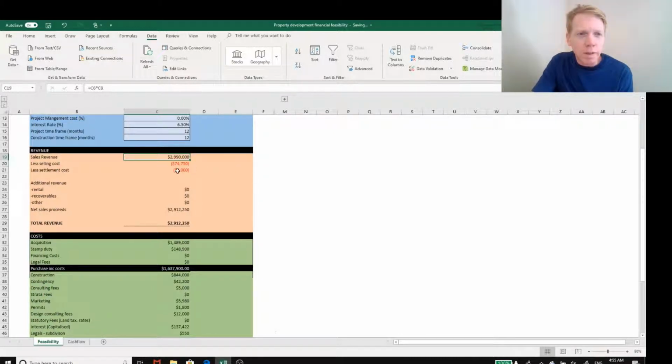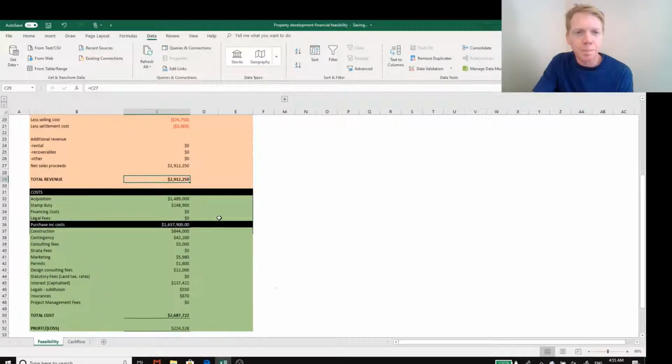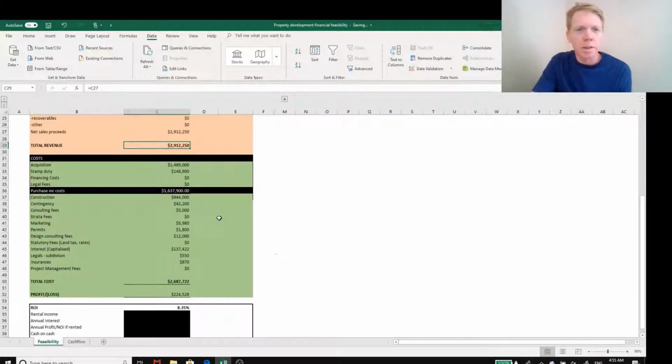Then you've got to take off your sales costs, settlement costs, etc. So there's the expected total revenue of this. Then we just come down to the costs. So it's important to try and capture as many of the costs as you can. You want to really capture all the costs to see if it's a worthwhile project. So firstly, the major cost is the acquisition. So this could be the acquisition of the land or the land and building, if it's already got a building on it.